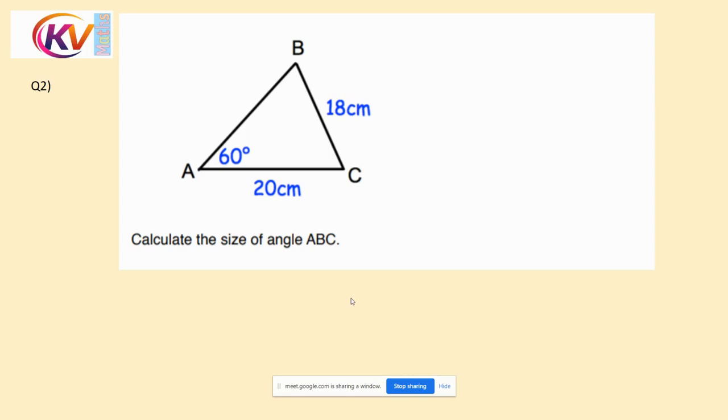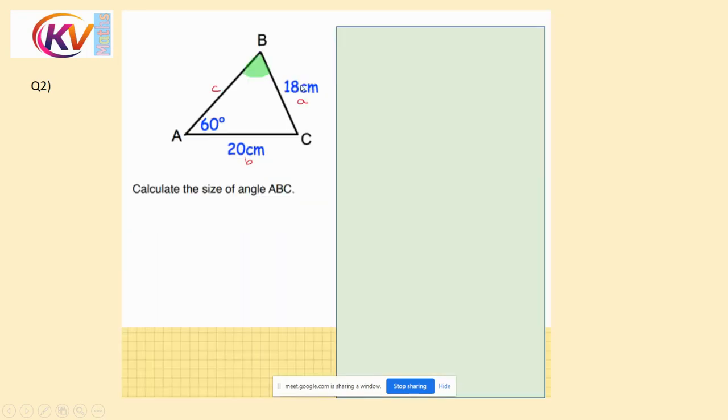Okay, right, so again, we're trying to calculate the size of angle ABC, so we want to identify which angle that is. Remember, the letters tell you, so it's the line that connects A to B to C, and hence it's the angle sandwiched between them. And we also want to then try and label the other parts of the triangle, so opposite capital B is little b, opposite capital A, little a, and so on. Right, hopefully at that point you can see then we have two sides, we have an angle, and we're trying to find a second angle, so two sides and two angles.